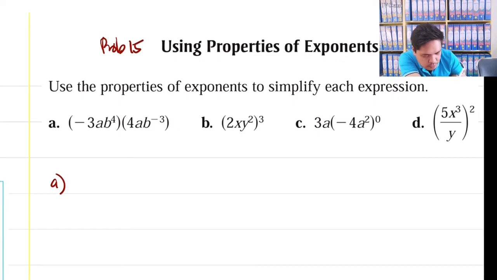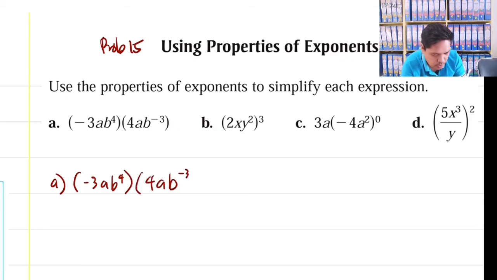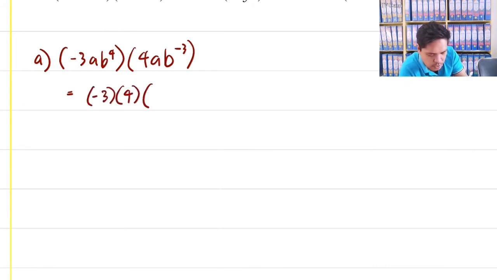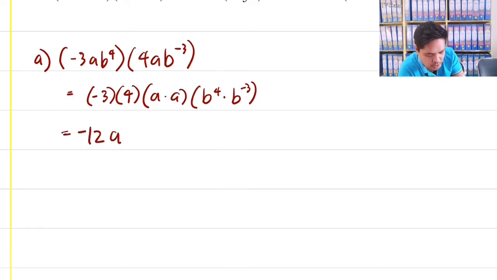For letter A, we have, sulat na lang natin ulit, negative 3ab raised to 4 times 4ab raised to negative 3. So, ang pwede natin gawin dito, we could group first. Ganito. Let us regroup kasi multiplication naman lahat ng operation niya. So, we could do this like ganito. Negative 3 times 4 times, a times a times b raised to 4 times b raised to negative 3. Then you use the properties of exponents. So, that's negative 12. A times a is a squared.